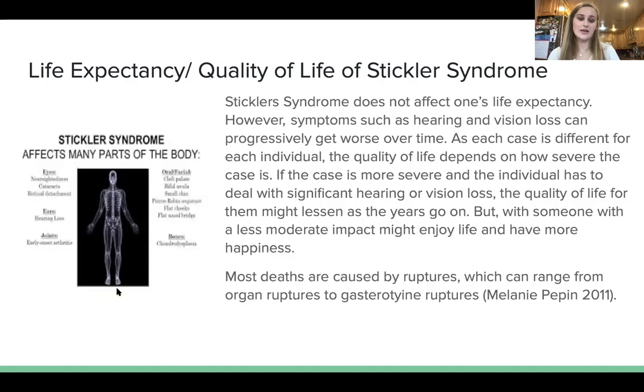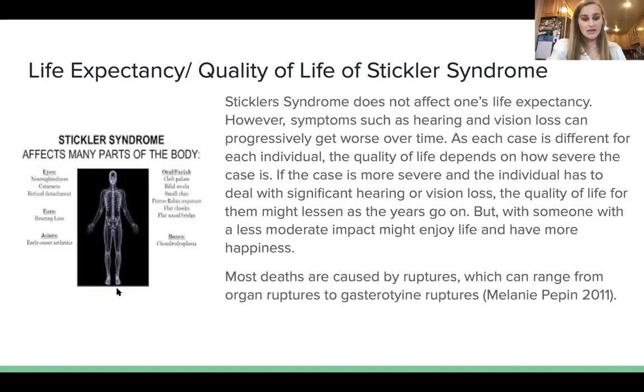But someone with a less moderate impact might enjoy life and have more happiness, so it might not affect their quality of life as much, because they're not worried about as many doctor's appointments and surroundings, and just the reality of having vision or hearing loss. So they might not experience that.